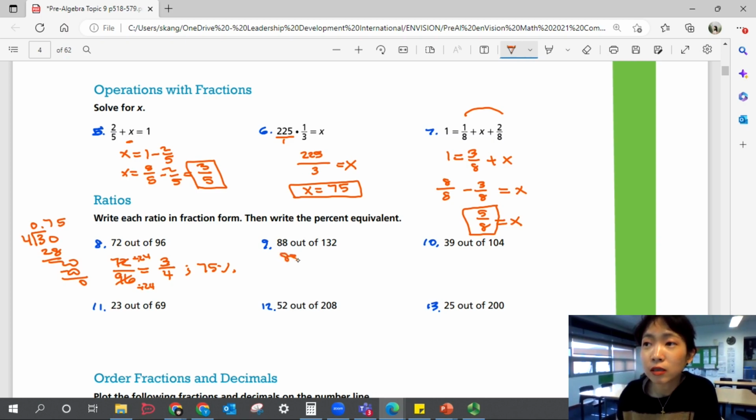132. So that's basically 88 over 132. You want to simplify that fraction so that you can easily convert that into a percentage, right? So you're going to divide both of them by 44. Divide by 44, divide by 44. You may not know what a greatest common factor is just by looking at it.